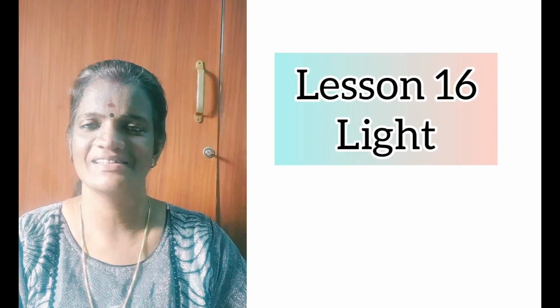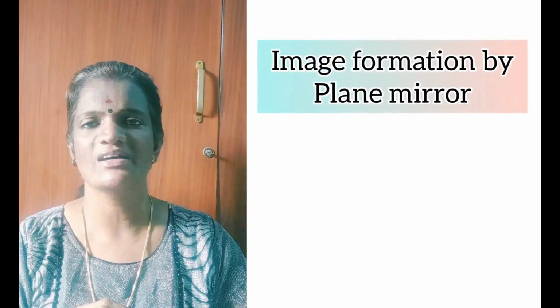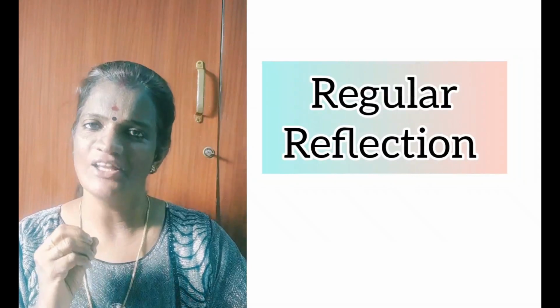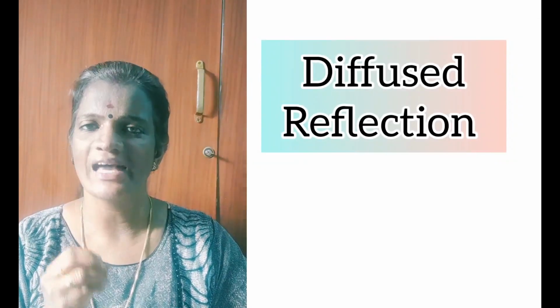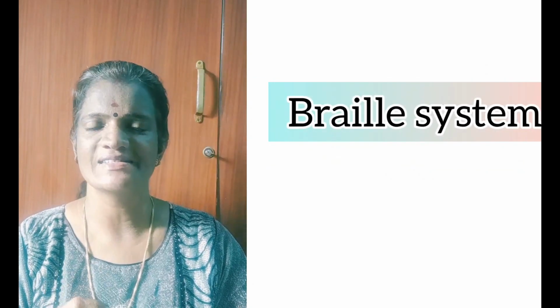Welcome back to 8th Standard Science class. Dear children, we will be moving on to the next lesson, that is lesson 16, Light. In this lesson, we will learn about the laws of reflection, then image formation by plane mirrors, regular reflection and diffuse reflection, then about kaleidoscope, then multiple images, then the structure of the human eye and also the Braille system.